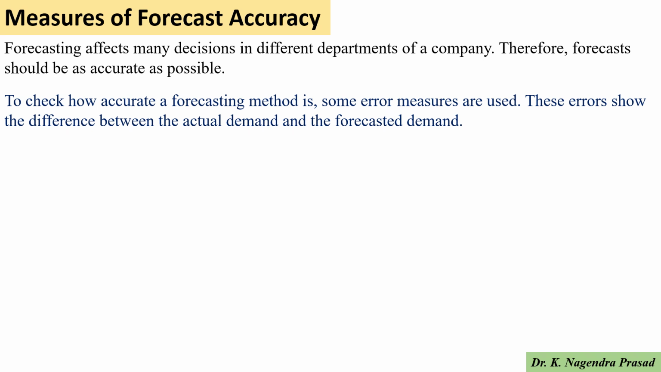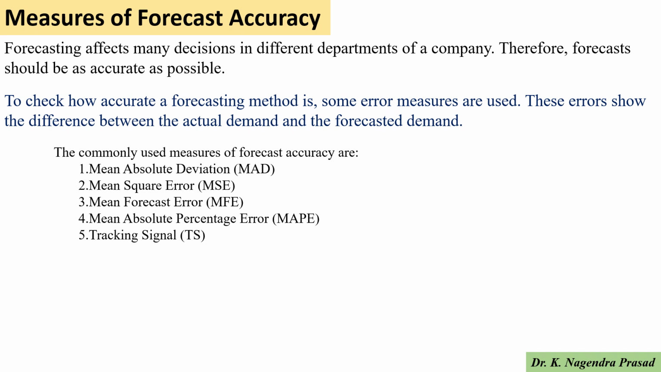To check how accurate a forecasting method is, some error measures are used. These errors show the difference between the actual demand and forecasted demand. The commonly used measures of forecasting accuracy are: first one is the mean absolute deviation, second one is mean square error, third one is mean forecast error, fourth one mean absolute percentage error, fifth one is tracking signal.